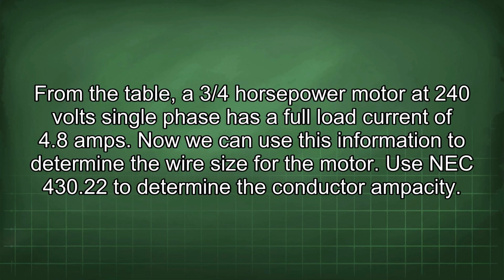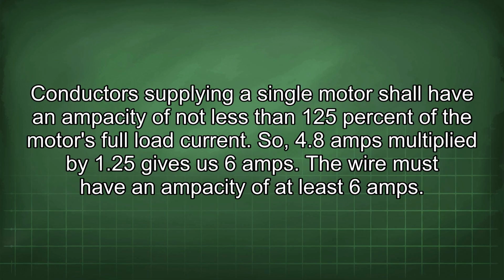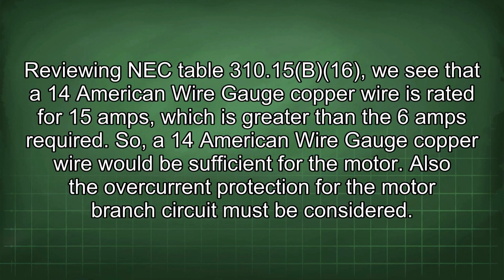Use NEC 430.22 to determine the conductor ampacity. Conductors supplying a single motor shall have an ampacity of not less than 125% of the motor's full load current. So 4.8 amps multiplied by 1.25 gives us 6 amps. The wire must have an ampacity of at least 6 amps. Reviewing NEC Table 310.15(B)(16), we see that a 14 American wire gauge copper wire is rated for 15 amps, which is greater than the 6 amps required. So, a 14 American wire gauge copper wire would be sufficient for the motor.